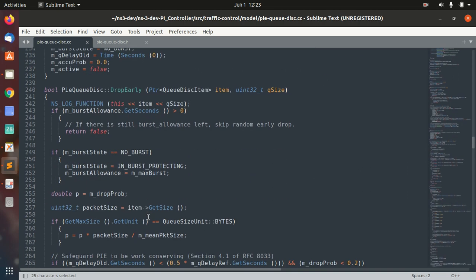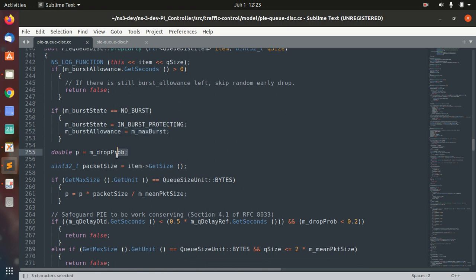Now come to the drop early function. First it checks whether the burst allowance is greater than 0 or not. If we can still allow the burst, then we simply skip the drop early logic and allow the packet to enter the queue. But if there is no burst, then it converts the burst state into in-burst protecting and sets the burst allowance value, and after that we take the drop probability value into the variable p, which stands for the probability, and take the packet size.